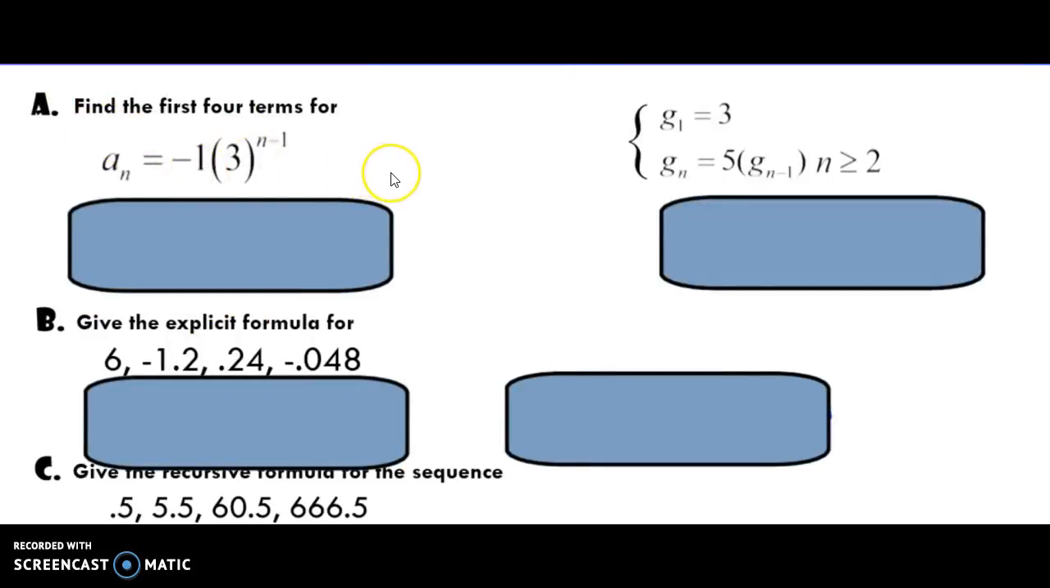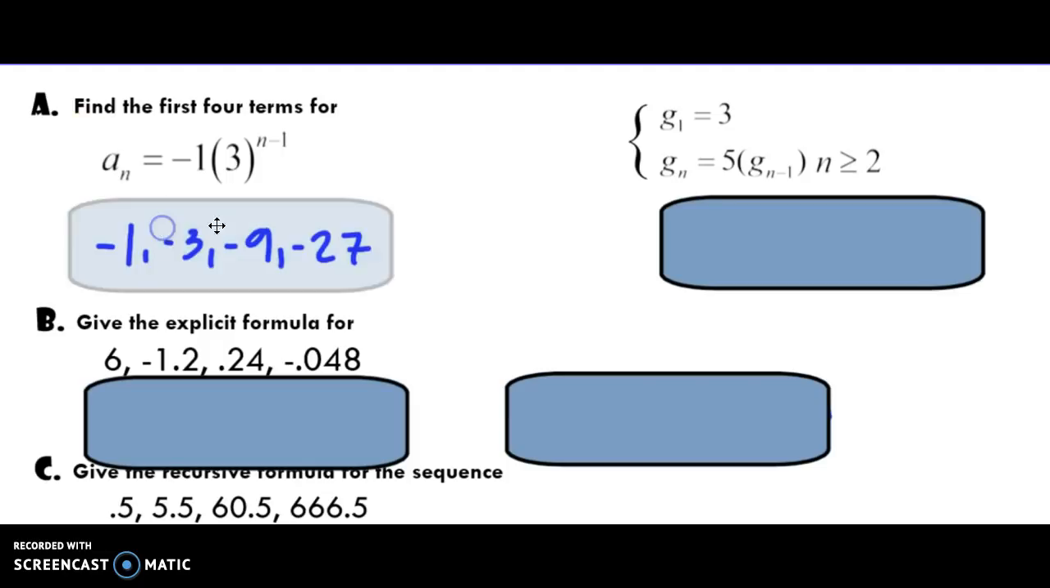Find the first 4 terms in the sequence -1 times the quantity 3 to the n minus 1. So -1 is the first thing listed, that's my first term, and my ratio is 3, meaning that my first term is -1, I'm going to multiply by 3. So that would give me the sequence -1, -3, -9, -27.